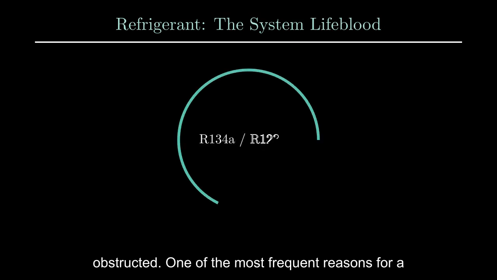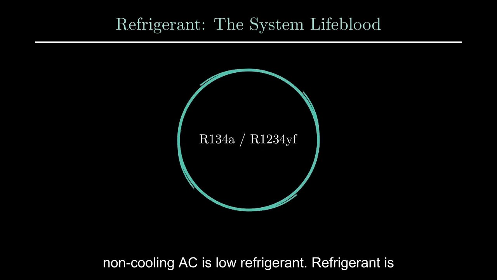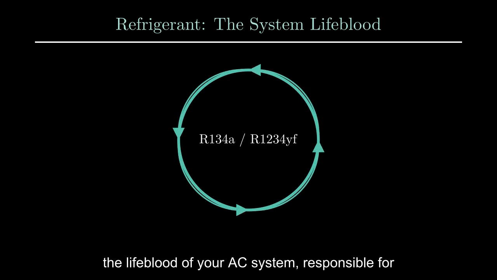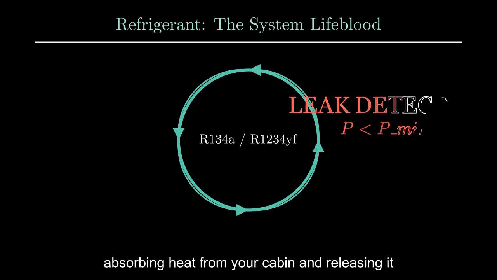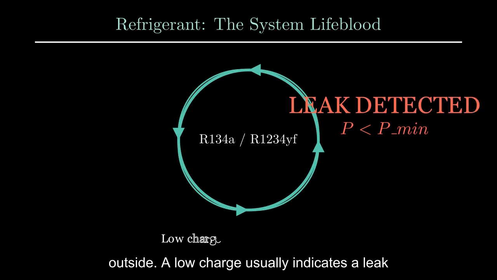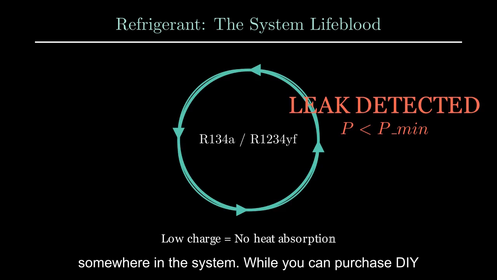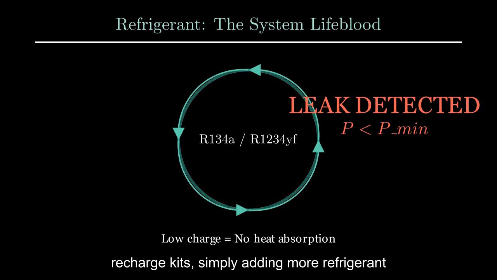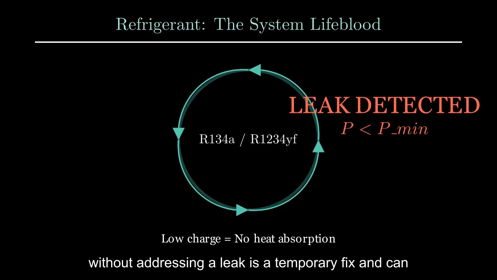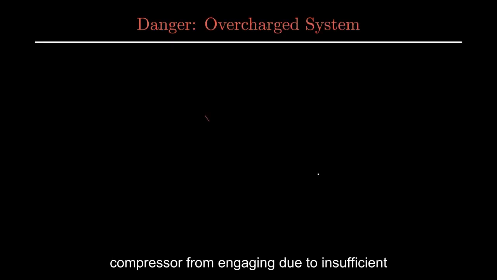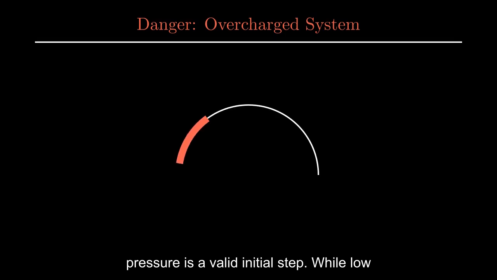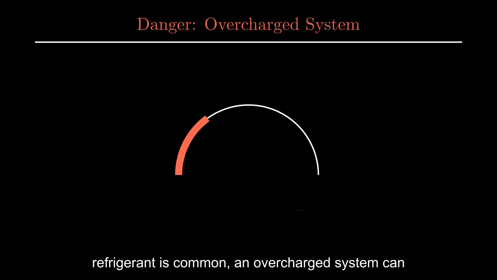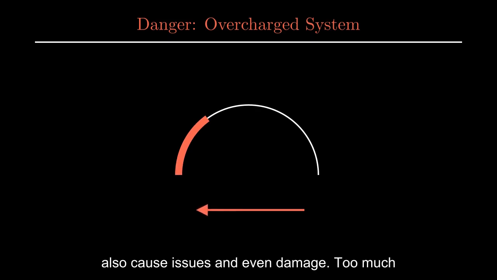One of the most frequent reasons for a non-cooling AC is low refrigerant. Refrigerant is the lifeblood of your AC system, responsible for absorbing heat from your cabin and releasing it outside. A low charge usually indicates a leak somewhere in the system. While you can purchase DIY recharge kits, simply adding more refrigerant without addressing a leak is a temporary fix and can sometimes mask a larger problem. However, checking if the low-pressure switch is preventing the compressor from engaging due to insufficient pressure is a valid initial step.